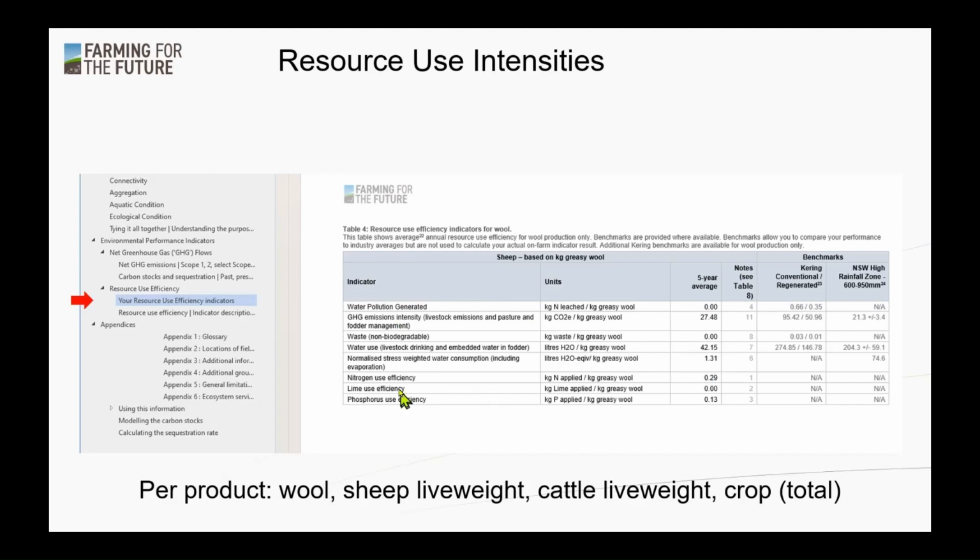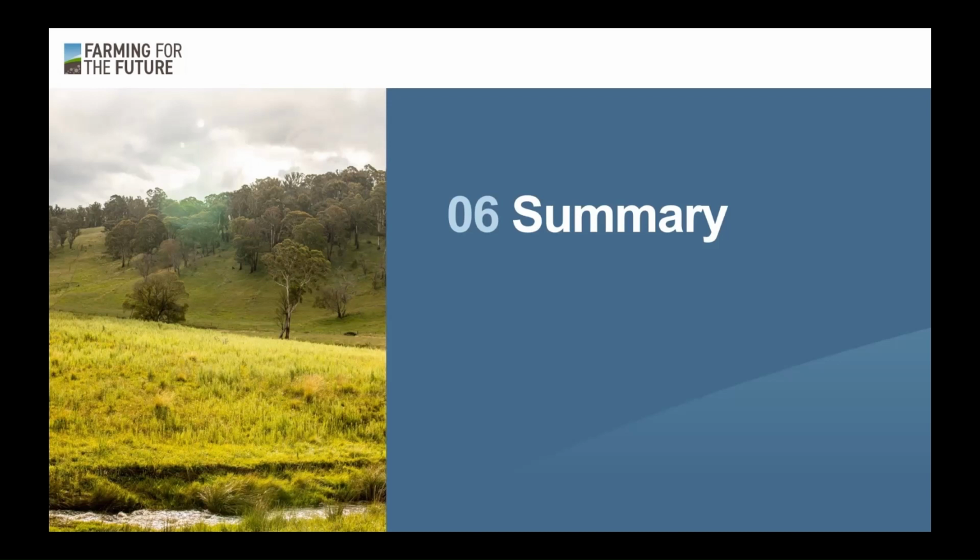And then our last 3 indicators here are providing just the nitrogen use efficiency, lime use efficiency and phosphorus use efficiency per kilo of product. So this is not looking at the net balance of nitrogen in and out, it's just looking at the nitrogen applied per kilo of product output. So those are the main elements that I'd like to take you through in the report.